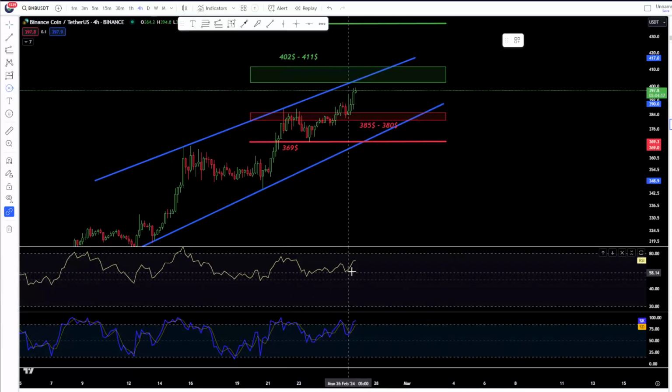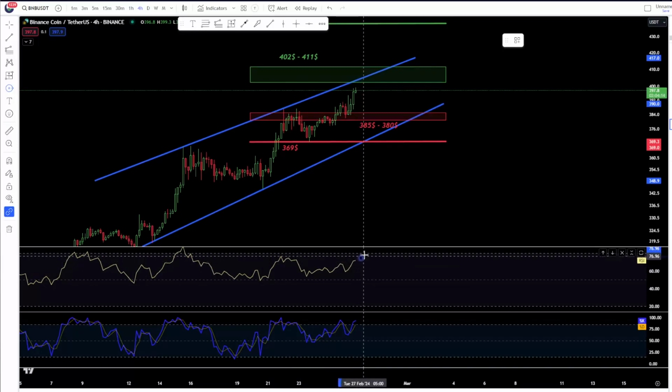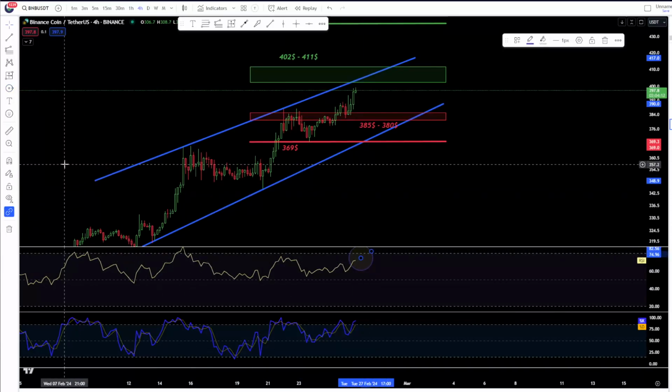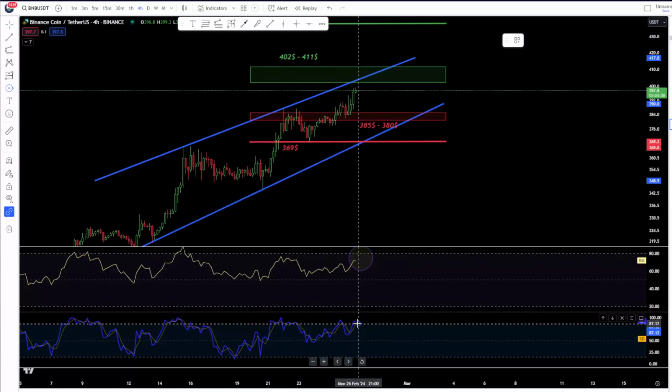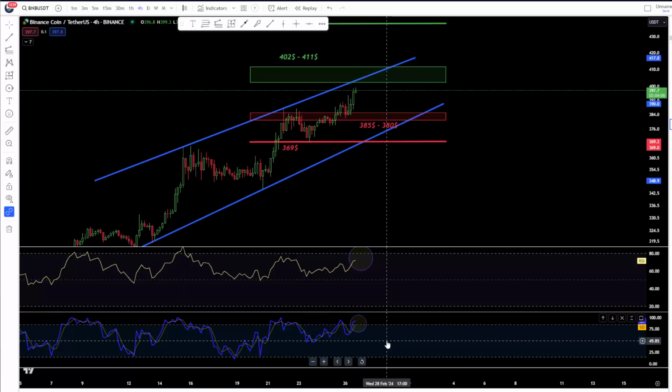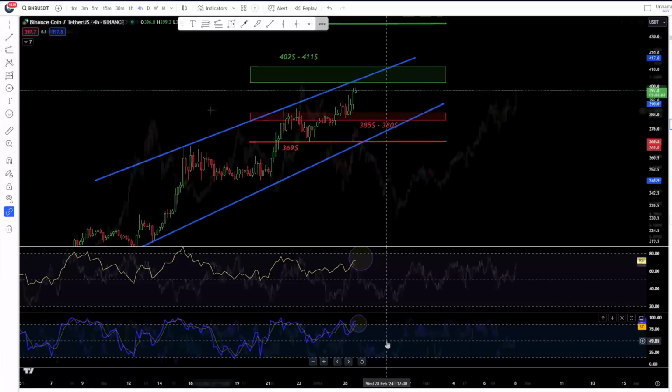When we look at the RSI indicator, we can see that there is still room for growth, while the stochastic indicator again exceeds the upper limit, which previously resulted in the suspension of growth and recovery.